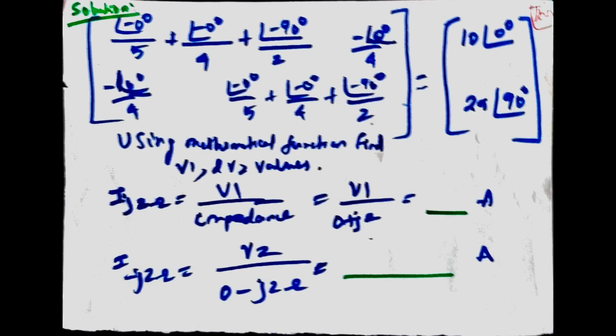I through J2 ohm is V1 divided by impedance. I through J2 ohm depends upon the nodal voltage V1 divided by impedance. So put V1 divided by 0 plus J2, that is the inductance. I through minus J2 ohm, that is the capacitance, is V2 divided by 0 minus J2 ohm. That is important. Using complex to polar function and mathematics, find the current through the J2 ohm and minus J2 ohm. That is I J2 ohm and I minus J2 ohm: V1 divided by impedance, V2 divided by impedance.